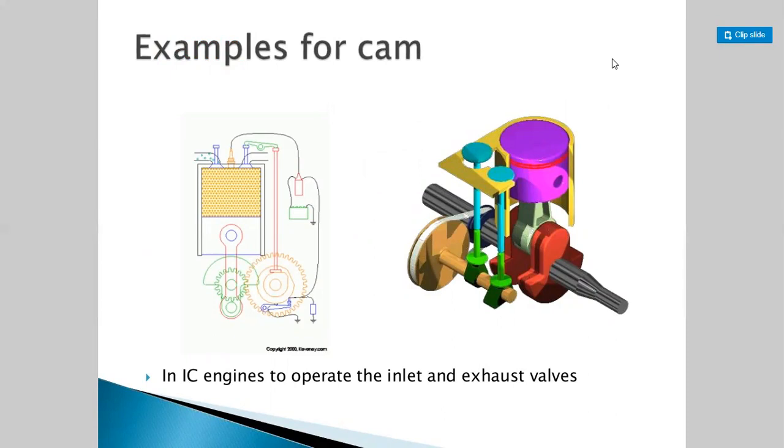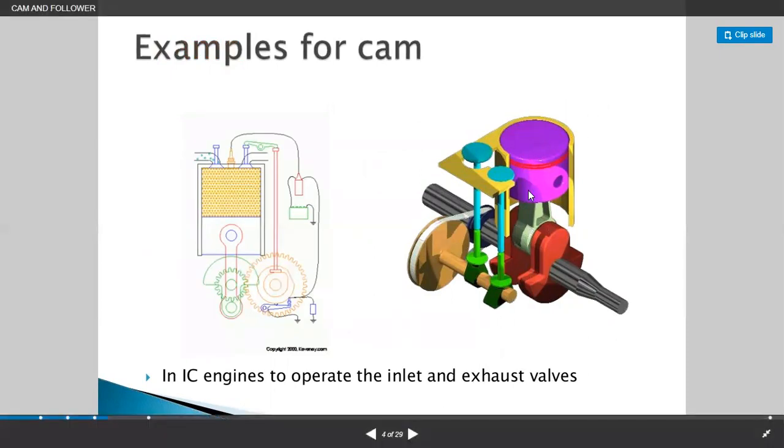This is one kind of example of a cam, which is used in the IC engine to operate the inlet valve and exhaust valve. So these are the two kinds of valves used in the IC engine, the inlet valve and the exhaust valve. Below the valves are the cams. These two are the cams, and the valve acts as the follower.